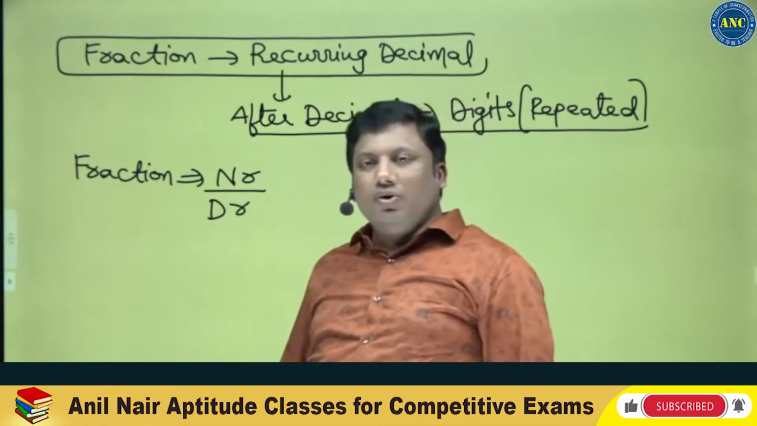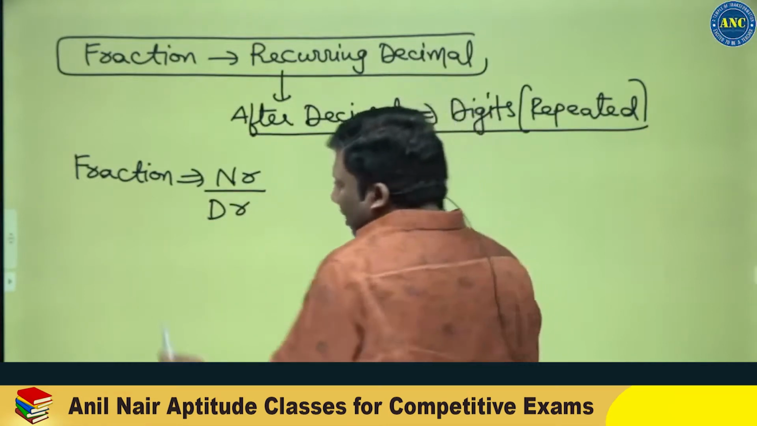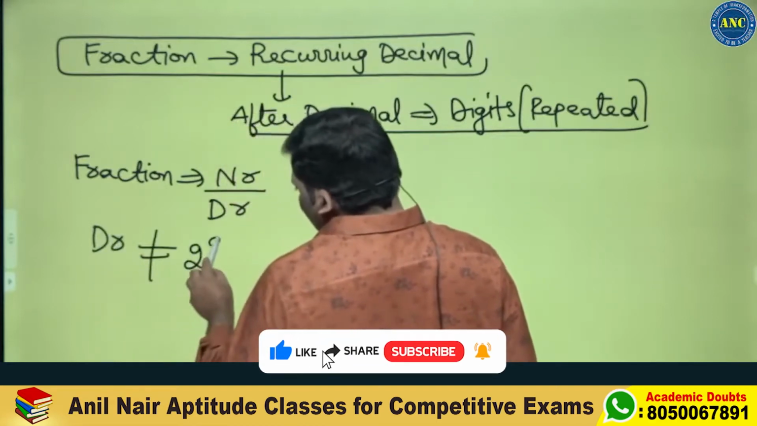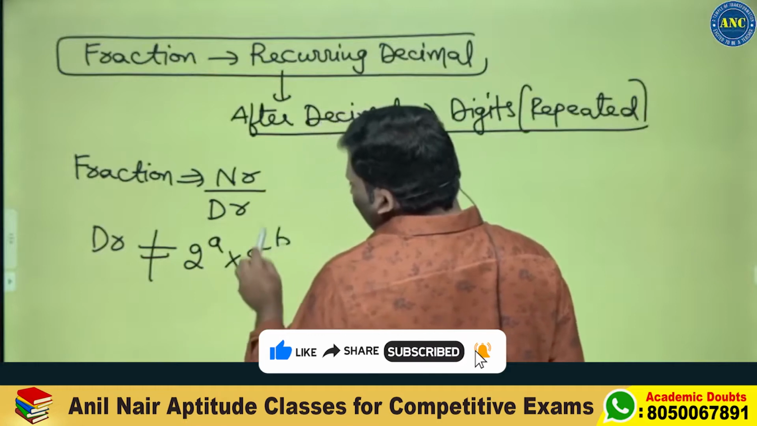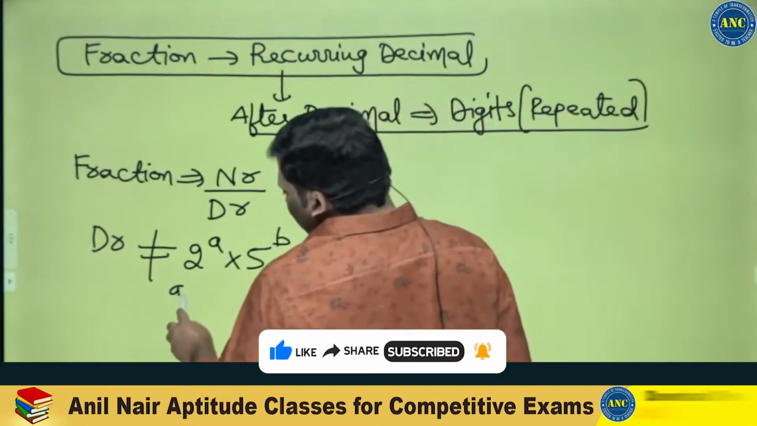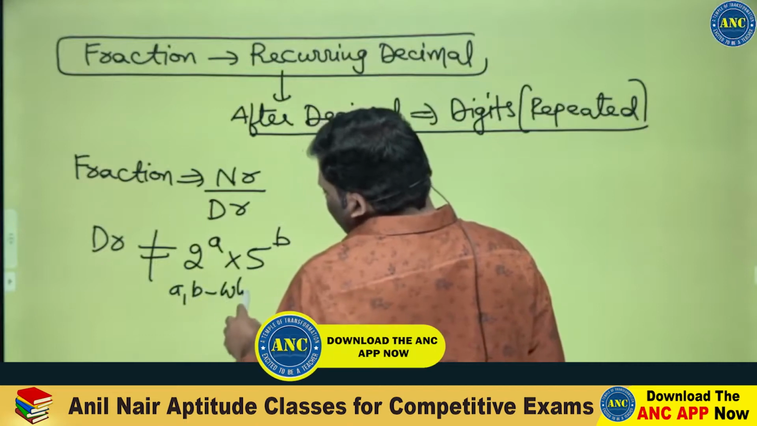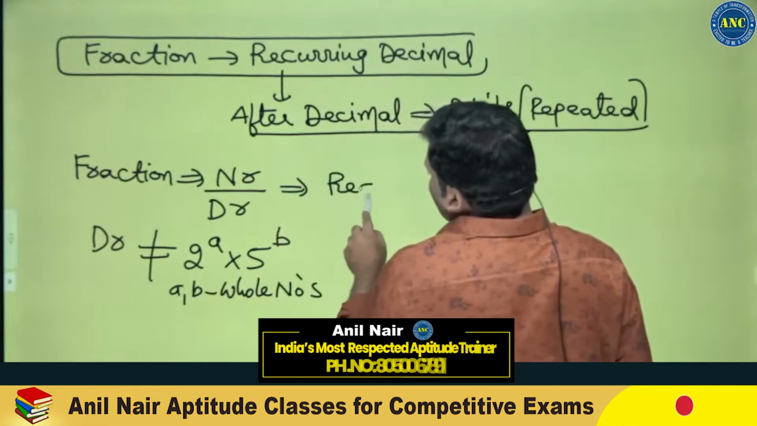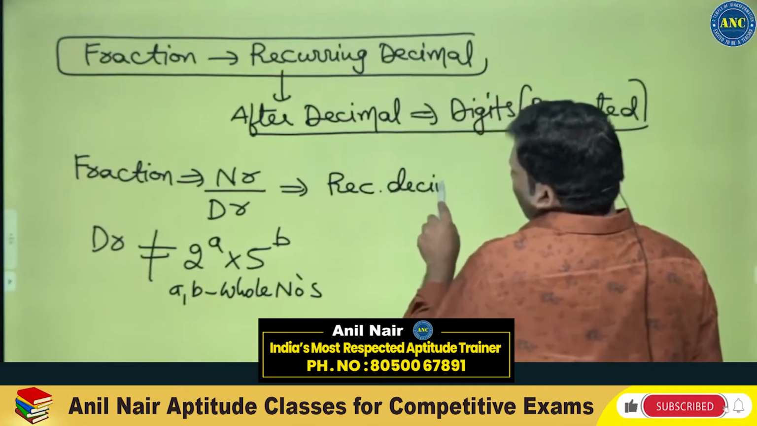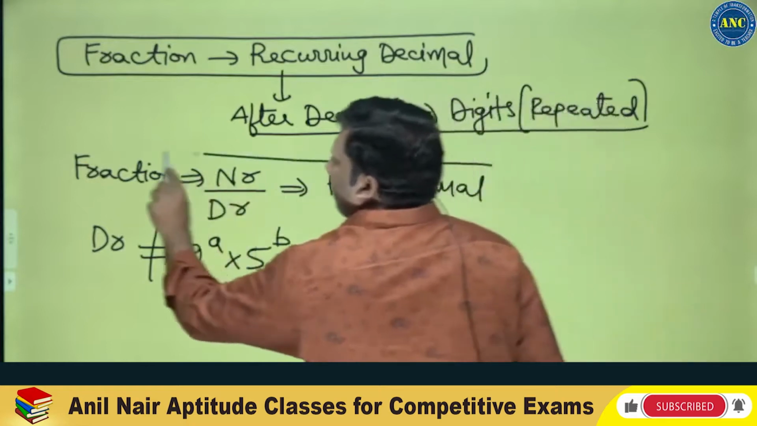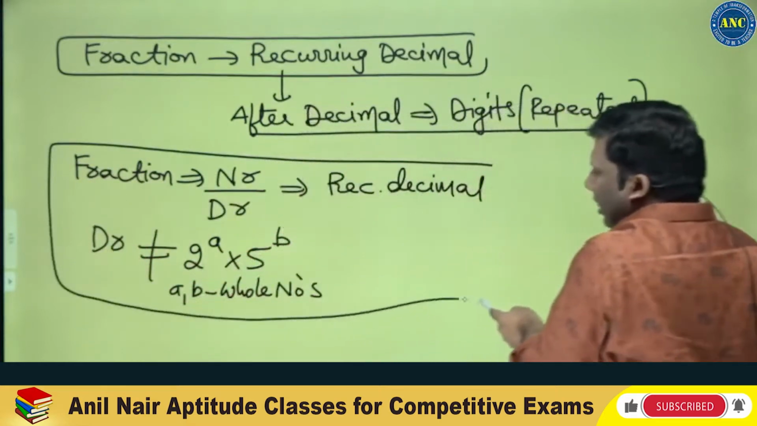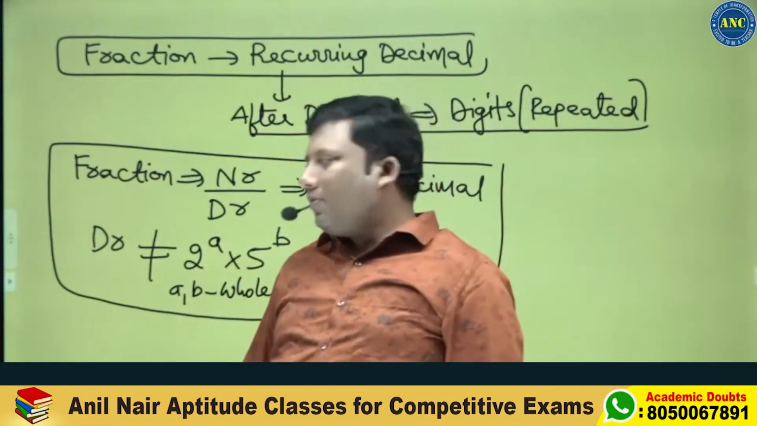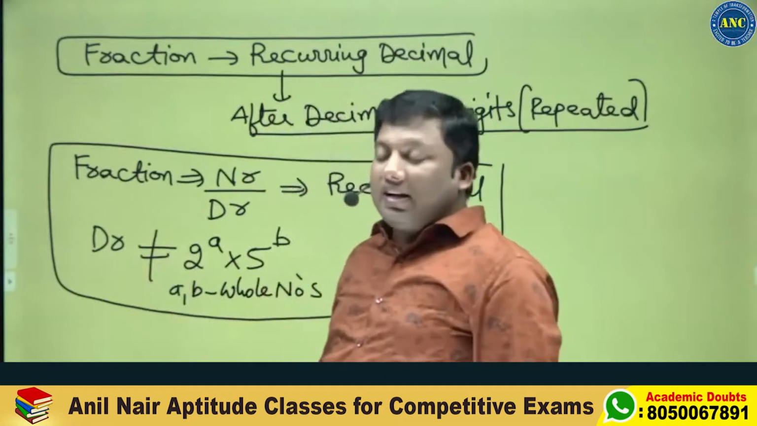A fraction will have a numerator as well as a denominator. If the denominator is not taking any powers of 2 or 5 or combinations of 2 and 5, where a and b are whole numbers, then I will get a recurring decimal. When the denominator is not taking any powers of 2 and 5, then I will get a recurring decimal.